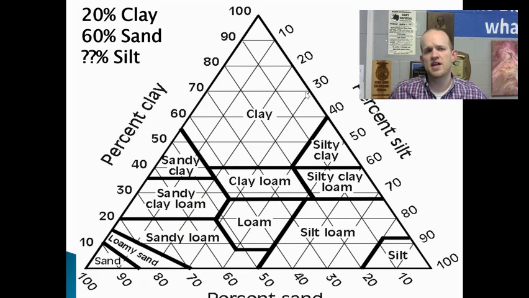Okay, last one I have for you on this practice one. We have 20% clay. We have 60% sand. So what is my percent silt in this problem? So 20 plus 60 is 80. So we know that the remaining is 20% silt. Okay, so I'm going to start this over here. That I went ahead and did.